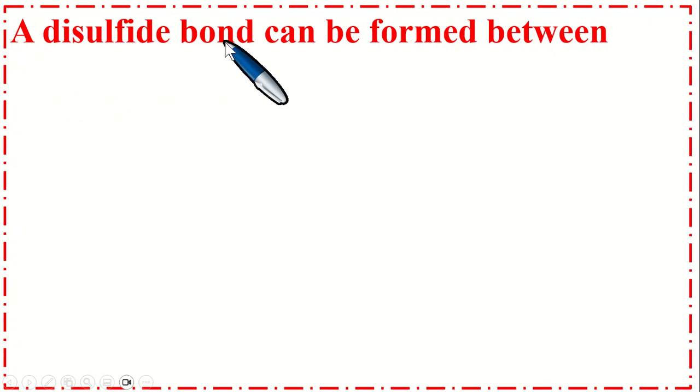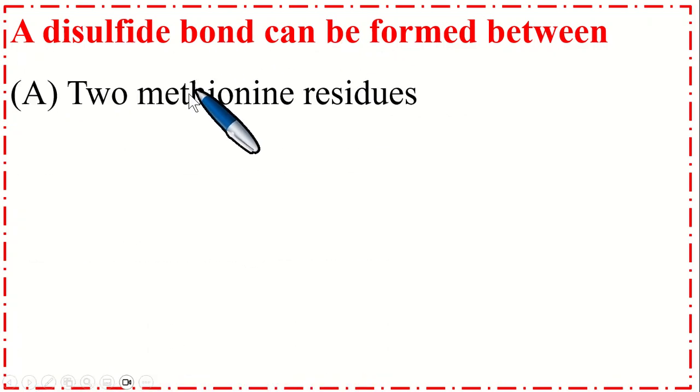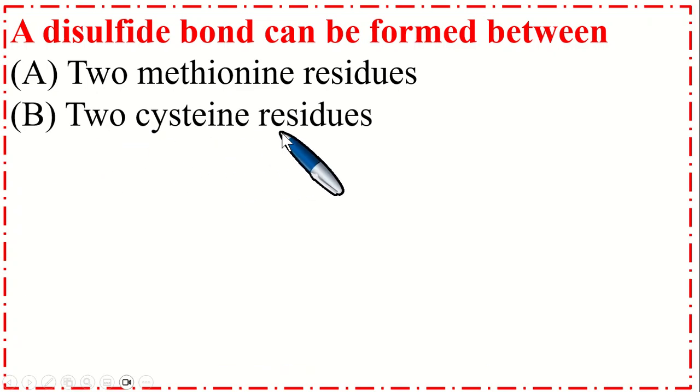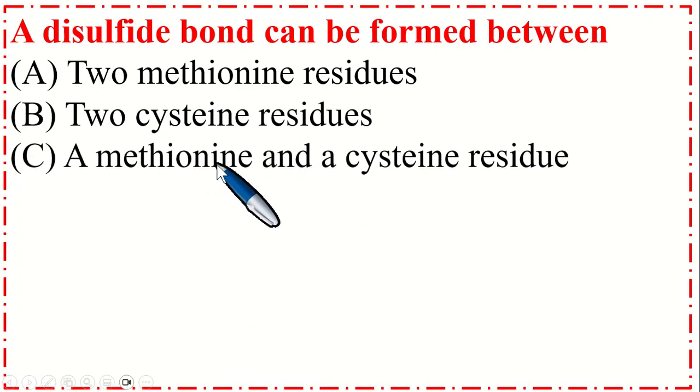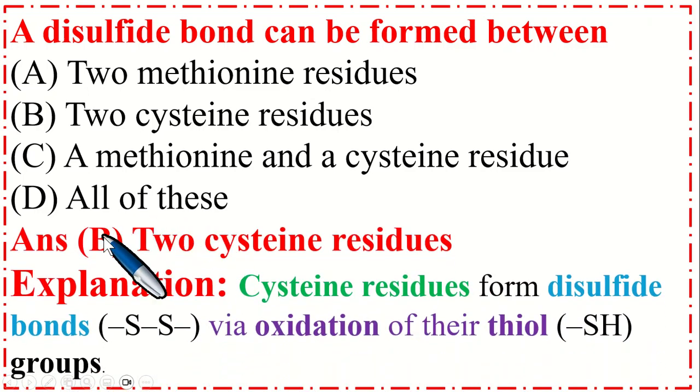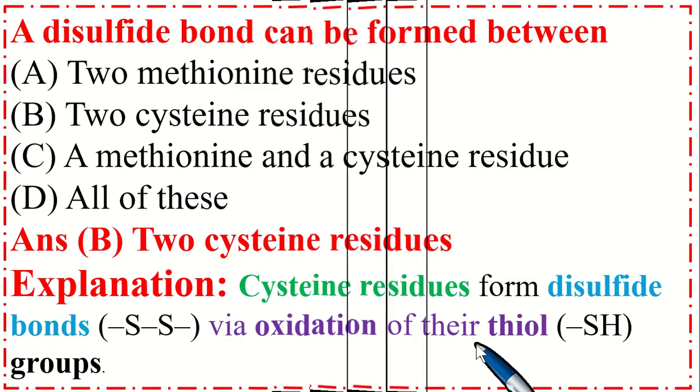A disulfide bond can be formed between: option A two methionine residues, B two cysteine residues, C a methionine and cysteine residue, and option D all of these. So the correct option is B, two cysteine residues. Explanation: cysteine residues form disulfide bonds via oxidation of their thiol groups.